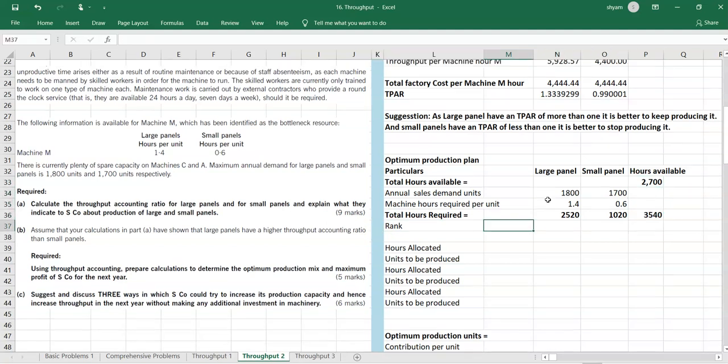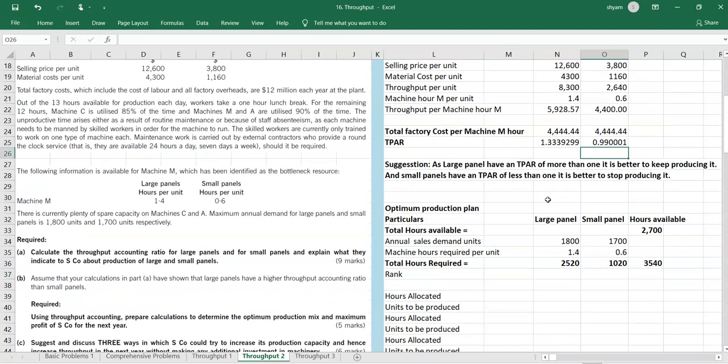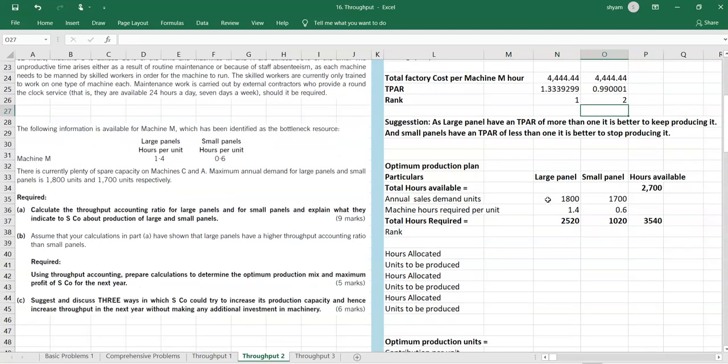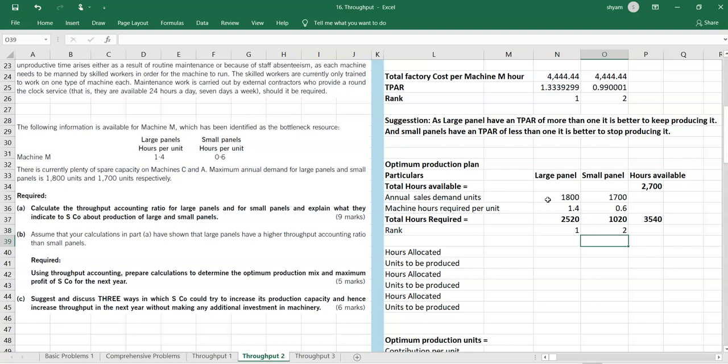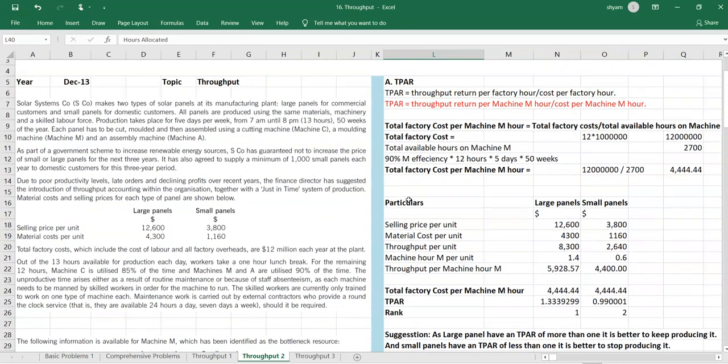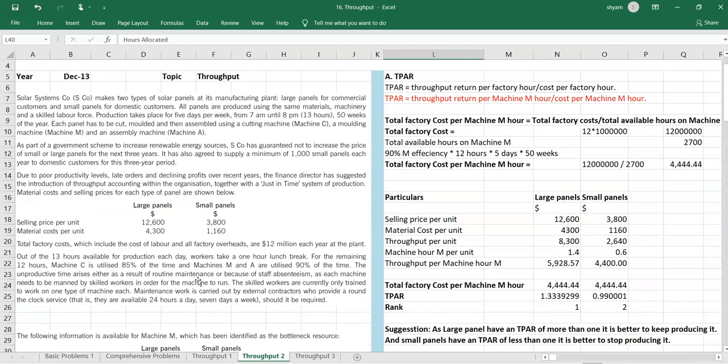In terms of rank, we have not ranked it earlier, so we'll rank it once. In terms of rank, it's going to be, this is number 1 and this is number 2. So again, it's 1 and 2. So first we have to allocate large panel and small panel. But before doing that, we have a constraint here. The constraint is, if you read here, it says it has also agreed to supply a minimum of 1000 small panels each year to domestic customers for this 3-year period.